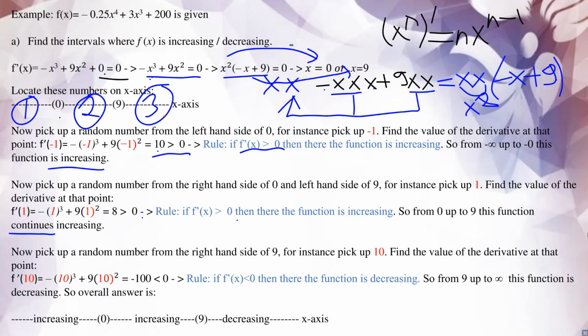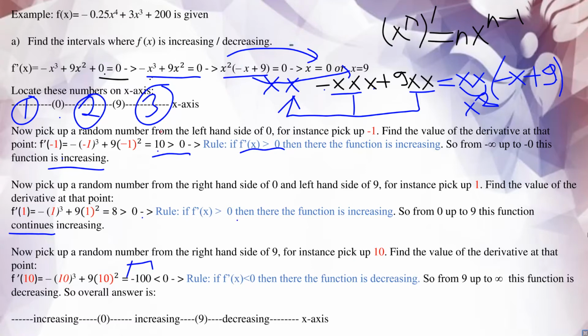And the third and the final interval, I will do the same things. I will pick up a random number, say 10 now, and I will write that number in the derivative expression, which is this, minus 10 cubed plus 9, 10 squared. If you make the calculation with your calculator, of course, the answer is -100. It's a negative number. So now the rule says if your derivative is smaller than 0, then the function is decreasing. Yes, my derivative is smaller than 0, so the function there is decreasing.